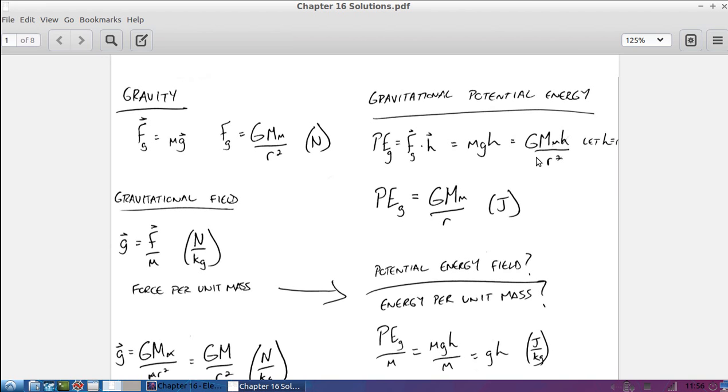The object's displacement is in the positive y direction. So you're doing positive work, right? You're doing positive work as an external agent on that ball. Simultaneously, the Earth is applying a force in the negative y direction, but the object's displacement is still in the positive y direction. So while you're doing positive work, the Earth is doing negative work.